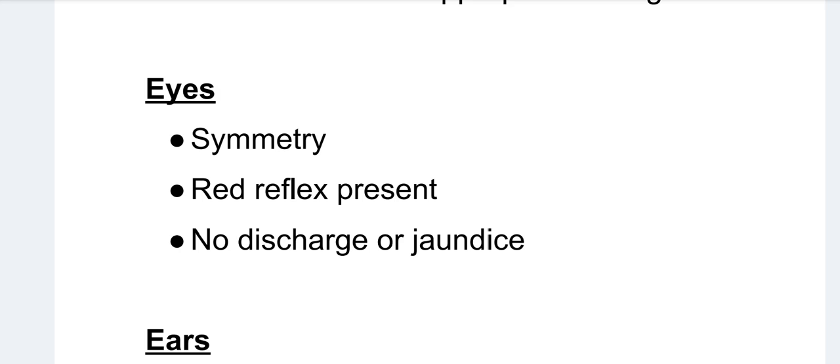Then there is no discharge or jaundice. Jaundice is the yellow discoloration of the sclera when you talk about the eyes. But it can also happen on the skin. So we're just talking about the eyes.